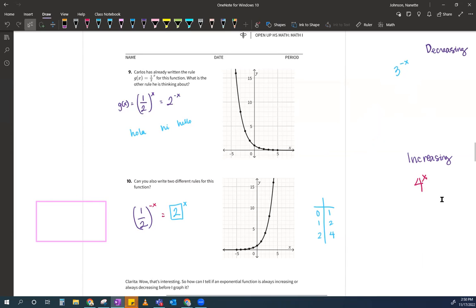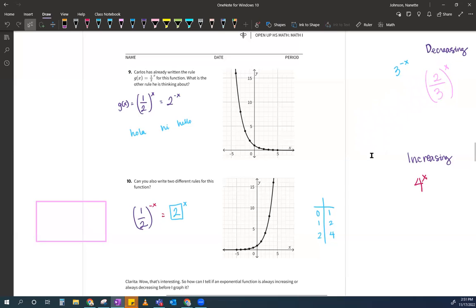Okay, one more time. 1/2. Oh, I can't use 1/2 because 1/2 is the one that's right in front of you. Haha. 2/3 to the x. Increasing, decreasing? Yeah, this one's actually decreasing. You'll see, I promise.